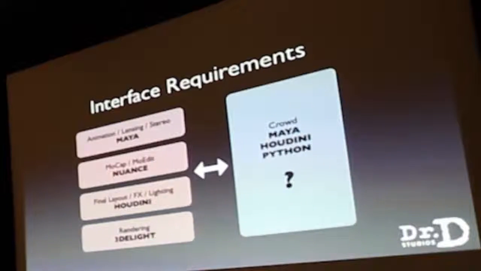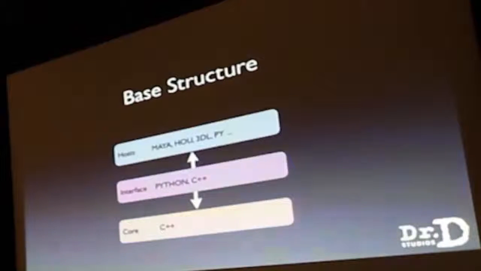So there was the question, okay, where's the crowd system running in? Is it Maya? Is it Houdini? Is it something standalone with a Python layer? How do we approach that? So the initial plan, seeing that we were confronted with this kind of problem, was to come up with a base structure that looks like that, with a core C++ layer, then a hopefully thin interface layer of Python and C++, and then a host for the crowd system in Maya, Houdini, 3Delight, Python.